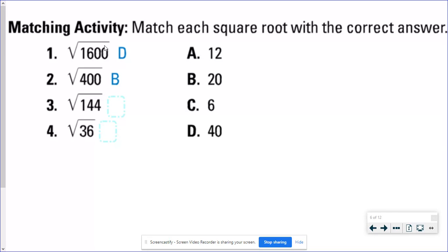Sorry for the bell again. Square root of 144 is just going to be 12, which is A, and the square root of 36 is just 6, letter C.